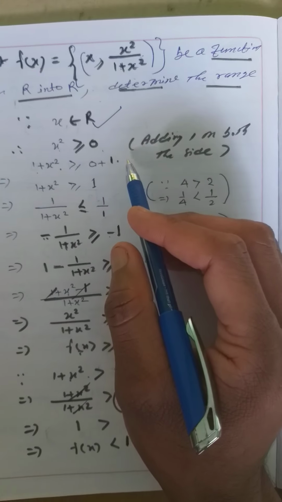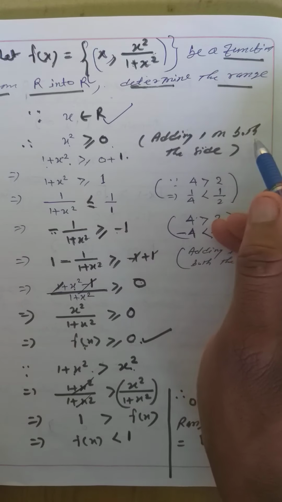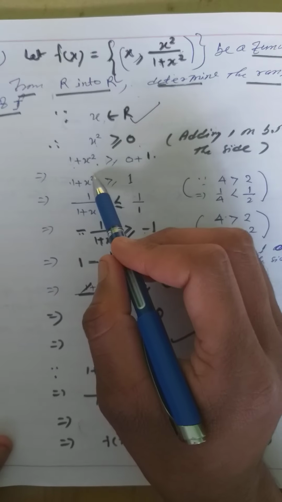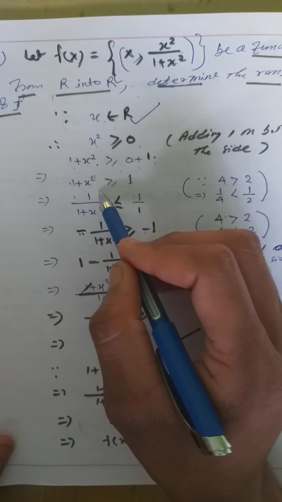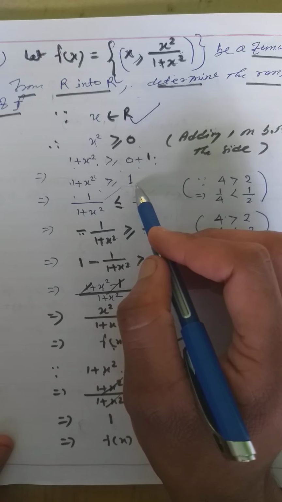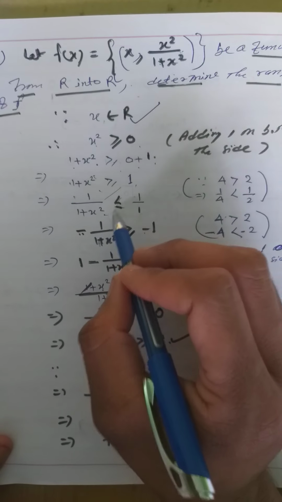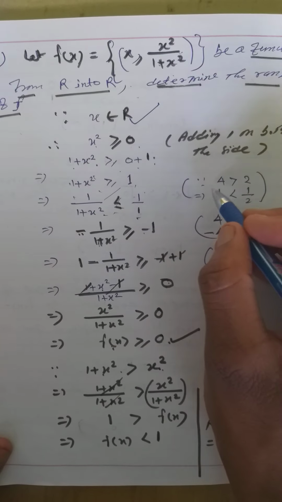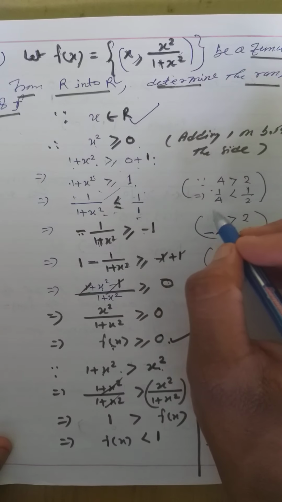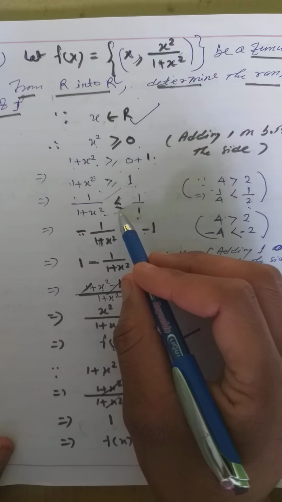Okay. Adding 1 on both sides, 1 plus x square will be greater than or equal to 0 plus 1. Implies 1 plus x square is greater than or equal to 1. So 1 upon 1 plus x square is less than or equal to 1. Since 4 is greater than 2, therefore 1 upon 4 will be less than 1 upon 2. The sign will be changed.